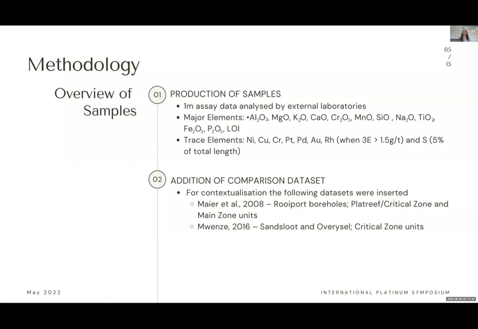Our methodology can be split into two main parts. To start with, here's an overview of my samples. This project utilises geochemical data sets from routinely analysed 1 metre assay infills, which were sent to external laboratories and provided back to Anglo American. To contextualise this data, I've added two comparison data sets comprising major and trace elements from equivalent lithological units from both boreholes at Sandsloot and neighbouring farms.